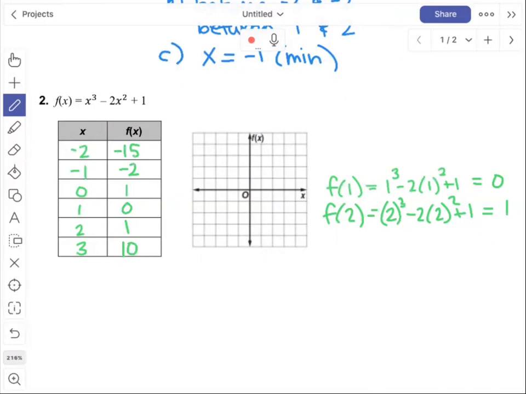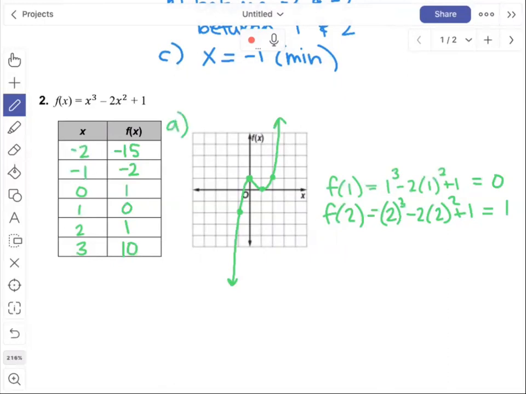All right, so let's plot these points. 0, 1 puts me here. 1, 0 is right there. 2, 1. 3, 10 goes out of my graph, and -1, -2. And -2, -15 goes all the way down here. So it looks like it's doing something like that. All right. So that is my graph.